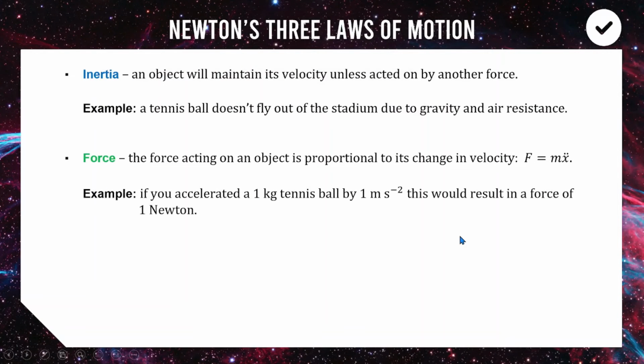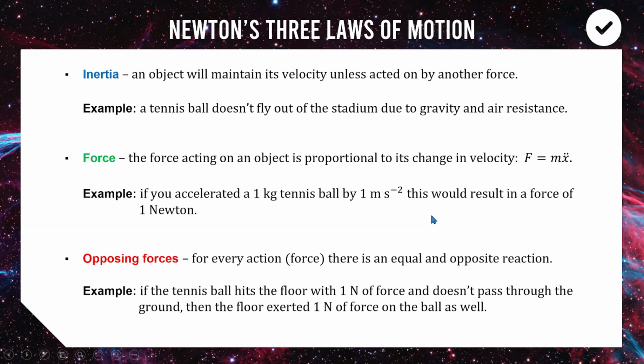For the next one, we've got just the force equation. So force is equal to mass times acceleration. This is going to be the building block of a lot of our equations for the next few lessons. And so an example of a force is if you had a 1 kilogram tennis ball and you accelerated it by 1 meter per second squared, that acceleration would result in a force of 1 Newton. So that's how we define a Newton. It's 1 kilogram accelerated by 1 meter per second squared.